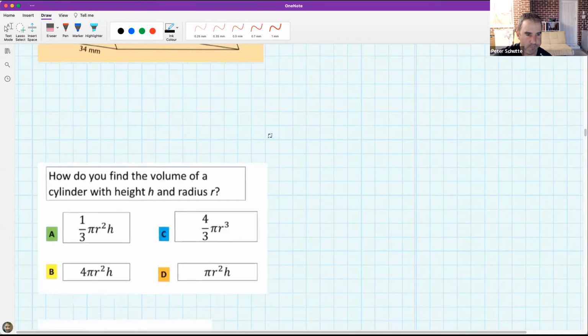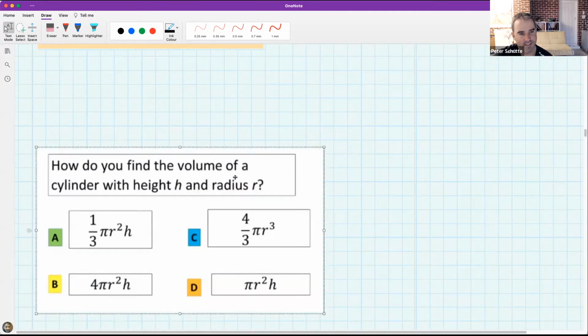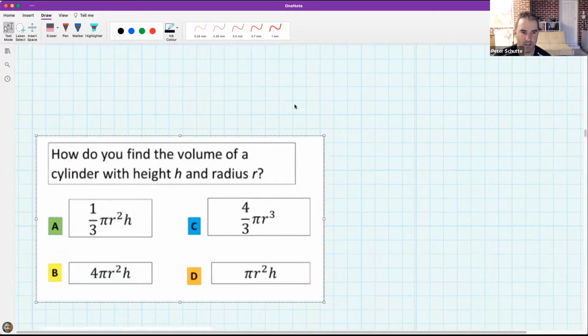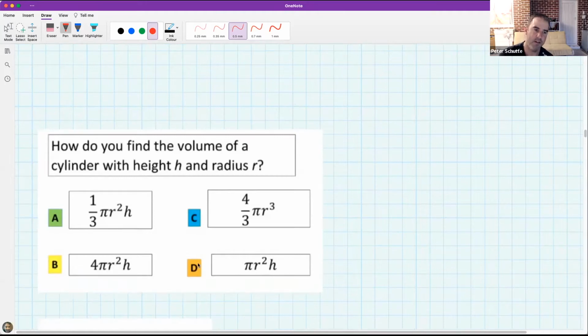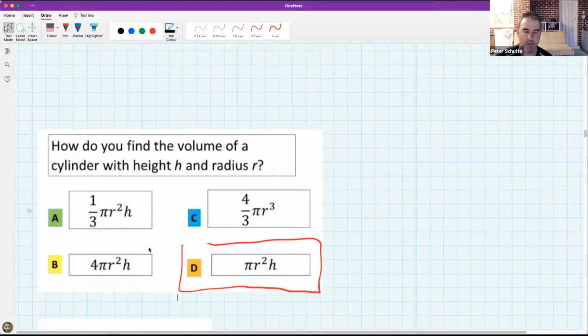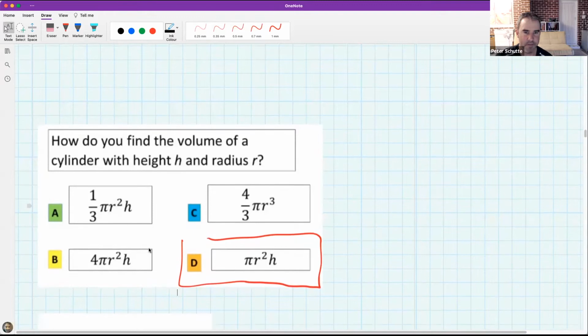Let's do this one first. If we're talking about a cylinder with a height h and a radius r, what is the formula here that's going to help me find the volume? So which of these? Kevin, at the moment we're doing something called volume, and we'll talk about surface area in the second part of the lesson, but I just want to make sure that we are comfortable with volume. So you're quite correct. The volume is pi r squared times height. So the answer is going to be D. Perfect.